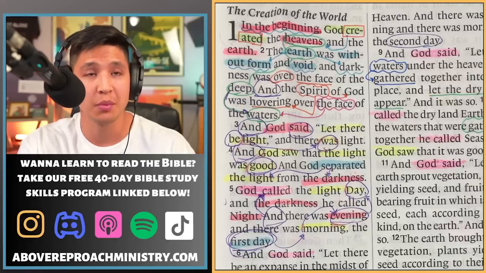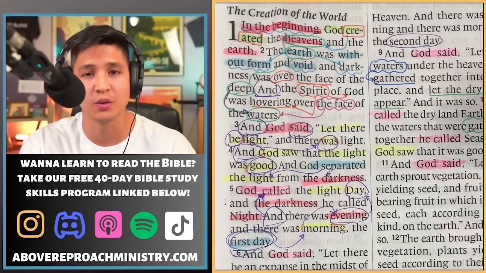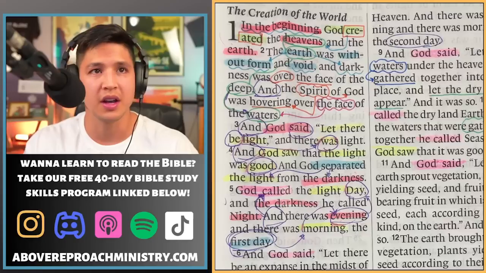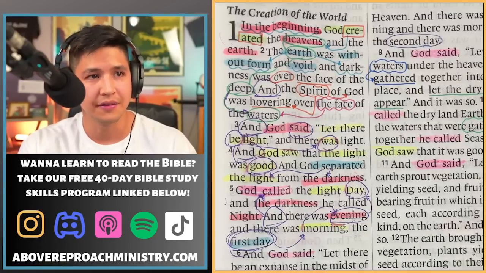Day number 4, God brings the sun, the moon, the stars into existence to govern the day and the night. Day number 5, God fills the waters and the sky with birds and with water creatures. And day number 6, God makes animals on the land and humanity in his image. Okay, so day number 7, we know that God rests, Shabbat, the Sabbath. It's very important, but that's not the focus of this study.